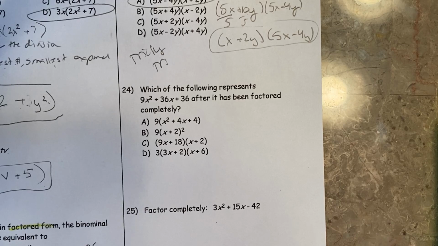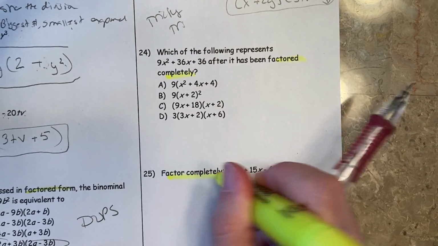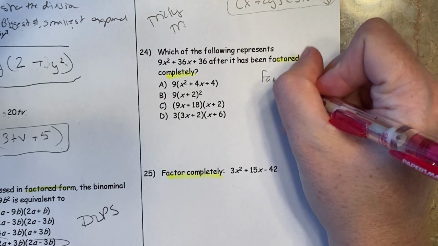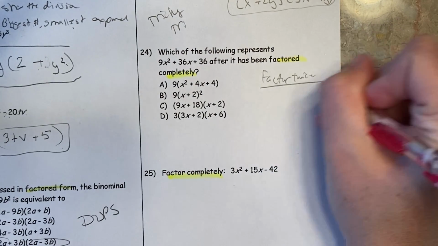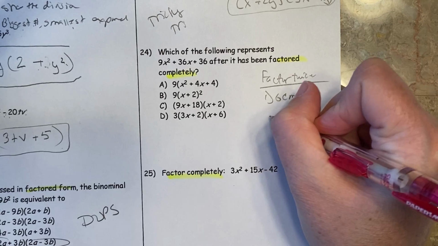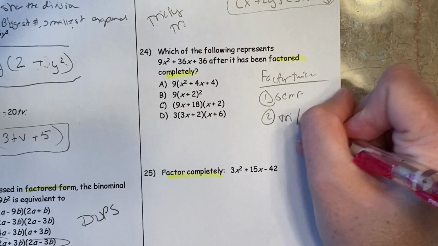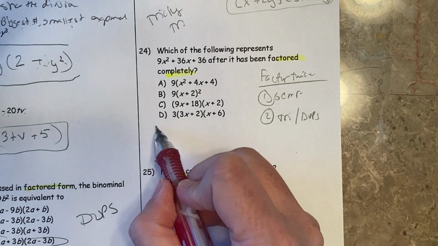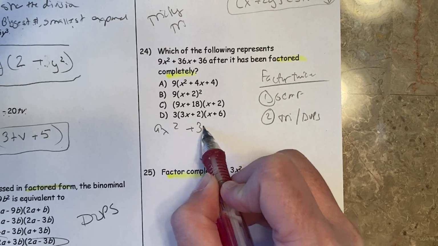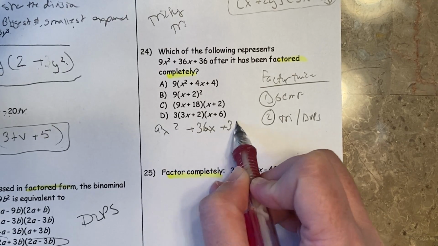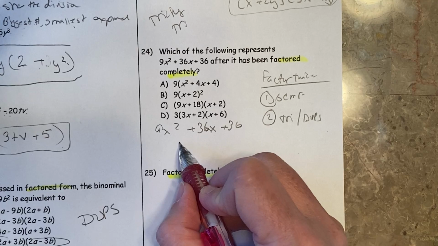All right, 2 more. Factored completely. Oh, good way to end. Factor completely. Remember, this means factor twice. Okay, factor twice. And the order you usually look for is GCF first. And then you want to go tricky try or DOPS second. Okay, so 9x squared plus 36x plus 36. All right, so GCF, they all have a 9 in common.